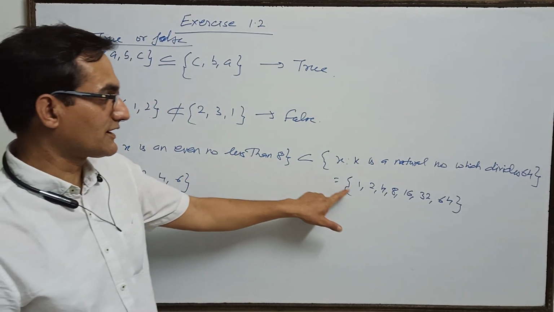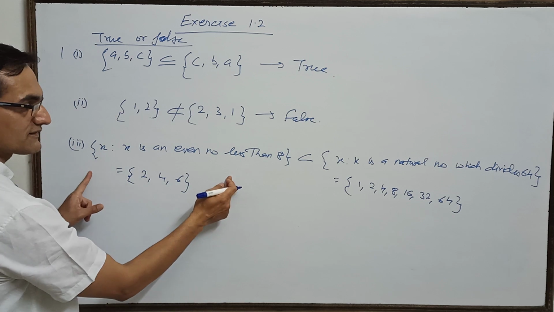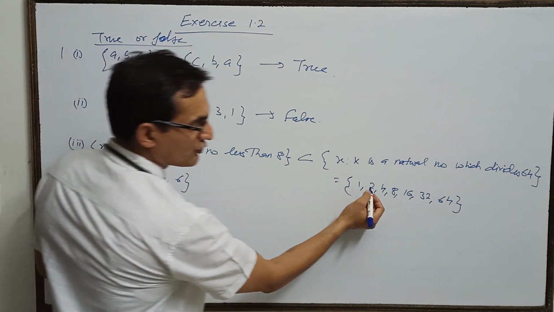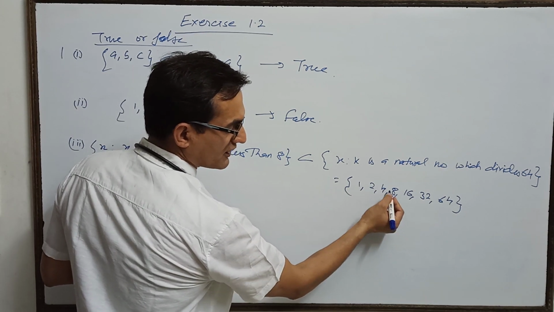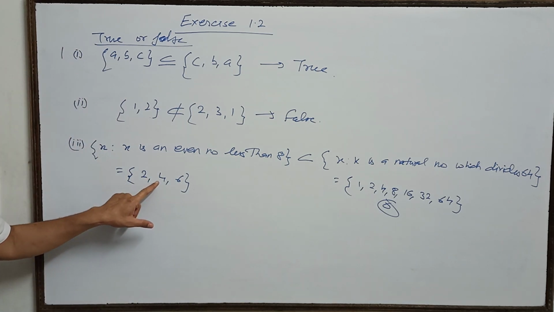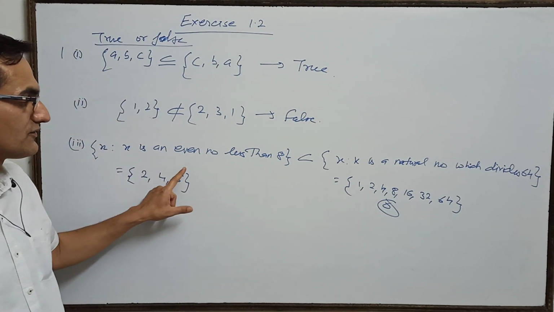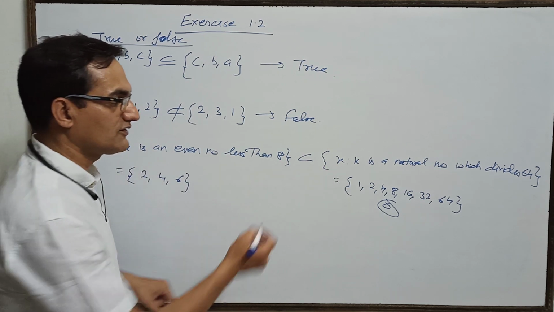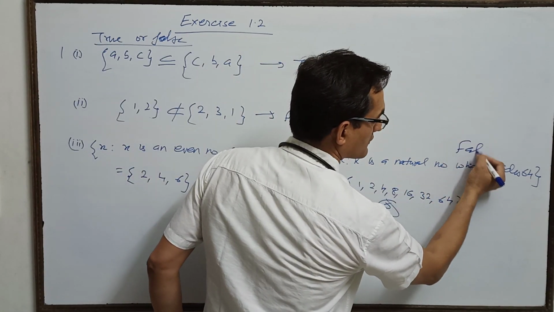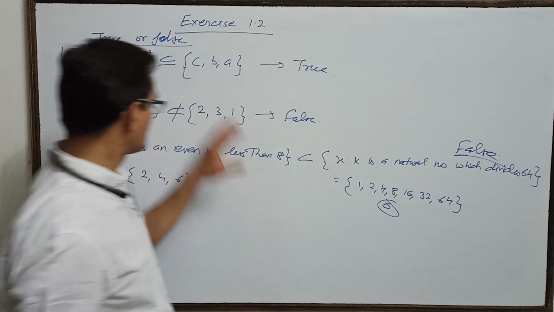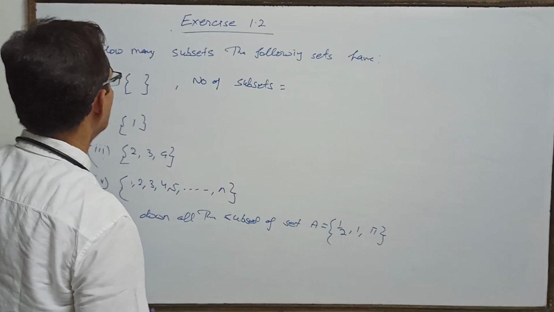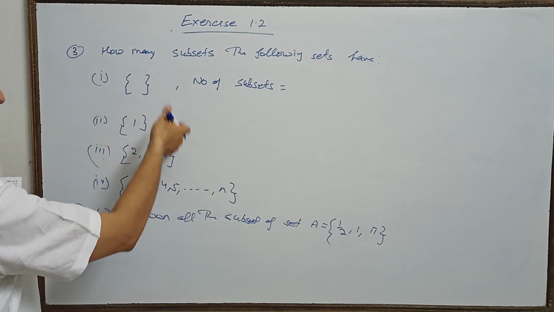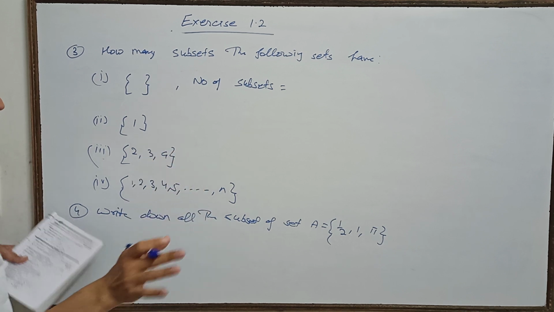Now, is this a subset of this one? Are the elements of this set contained in this one? This is 2, 4, 6. 6 is not contained in this one, so all the elements of this set are not in this one. So this is not a subset of this one, but it is given that it is a subset. So this is false. Is it clear? This was all about the first question. Now the second and third questions are the same, so we will do the third question. You can do the second question easily.